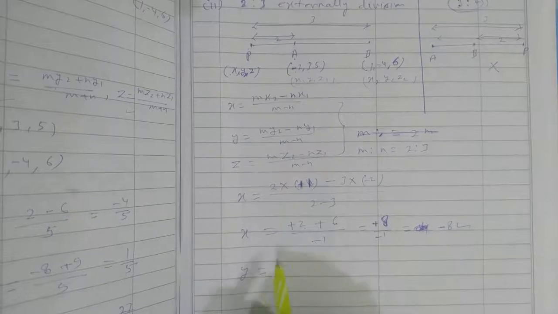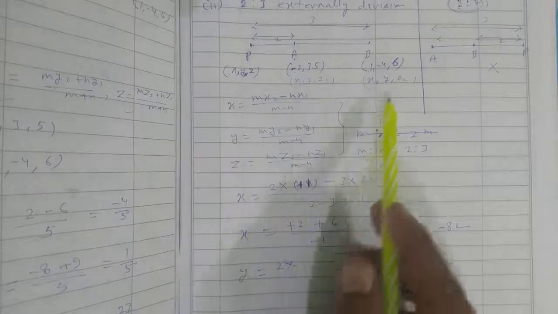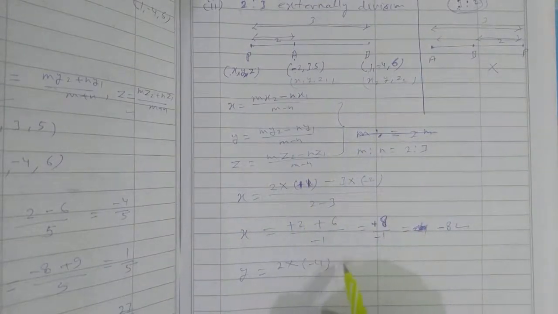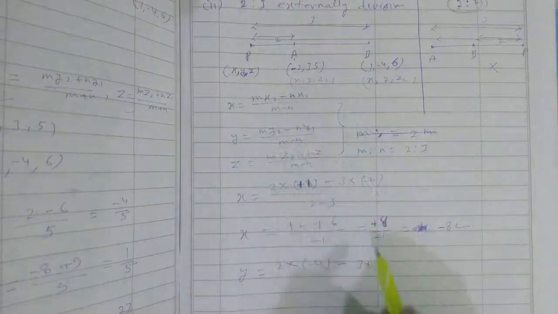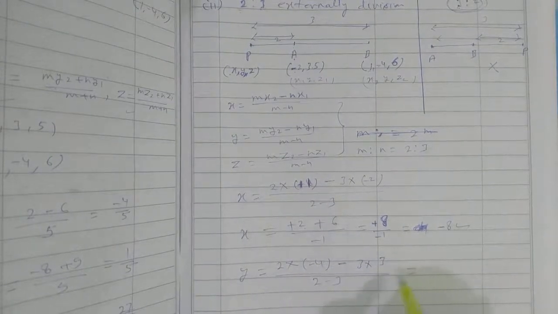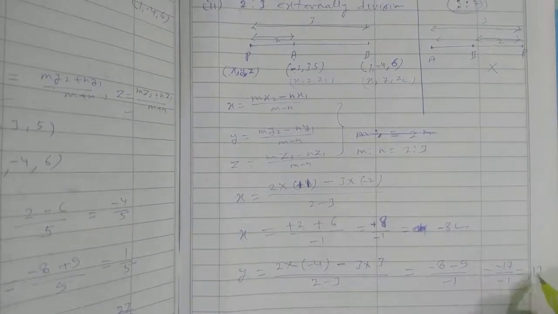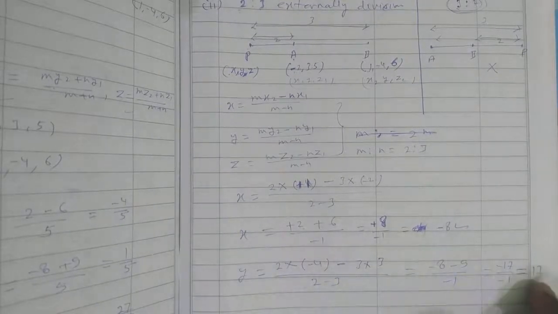The coordinate of x here is minus 8. Same thing here for y, according to this condition: m y2, value of y2 is minus 4, this is the minus 4 value of y2, minus sign, and n y1, value here 3, upon 2 minus 3. So what value comes here? Minus 8 minus 9 upon minus 1. So this value comes here minus 17 upon minus 1, that means 17. This result comes here plus 17. The coordinate of y here is plus 17.